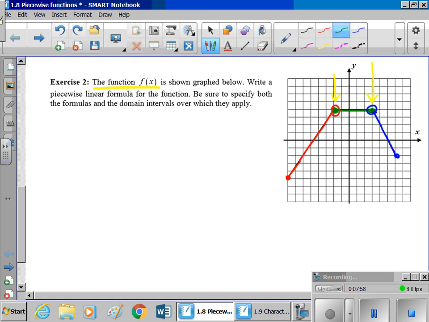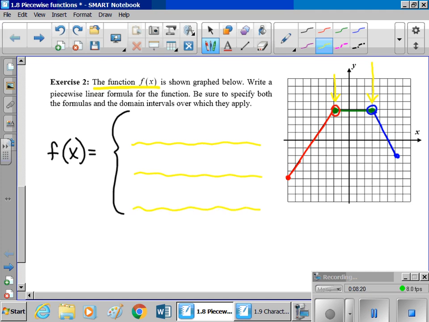So once you figure those out, the rest of it isn't bad at all. We're going to write this down, make it look like this. F of x is equal to, and we're going to put this big squiggle here, because there's going to be 3 parts of this. We're going to have 1 part here, and then 2 parts, and then 3 parts. So the red is going to be the first part that we're going to look at.